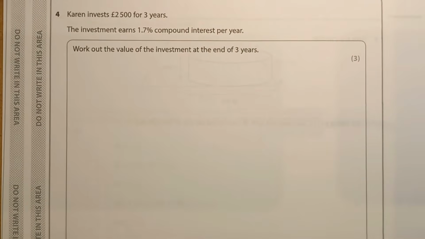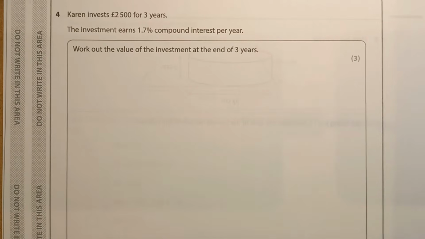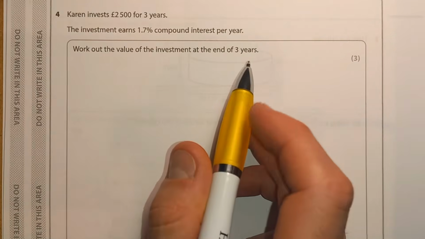Okay, question 4. Karen invests £2,500 for 3 years. The investment earns 1.7% compound interest per year. Work out the value of the investment at the end of 3 years.